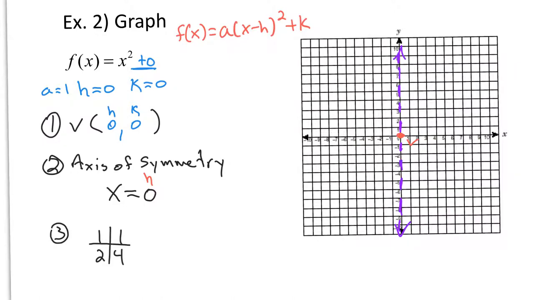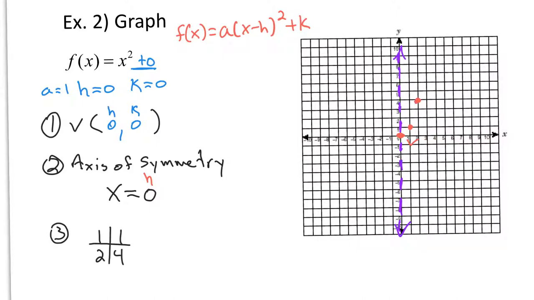So from the vertex, you go 1 step to the right, 1 step up. From the vertex, 1 to the right, 1 up. And you make a point right here. And again, from the vertex, you go back, and now you go 2 steps to the right and 4 up. So from here, 1, 2, 1, 2, 3, 4. So you have another point right here.